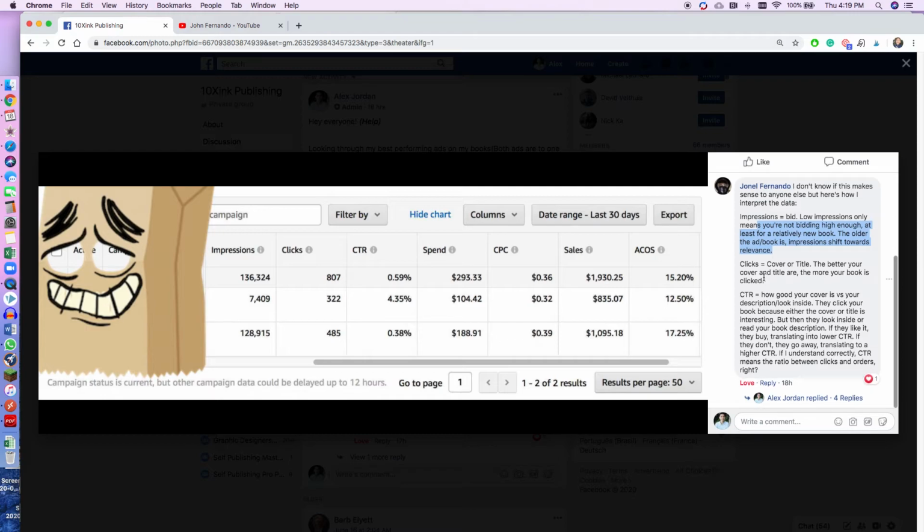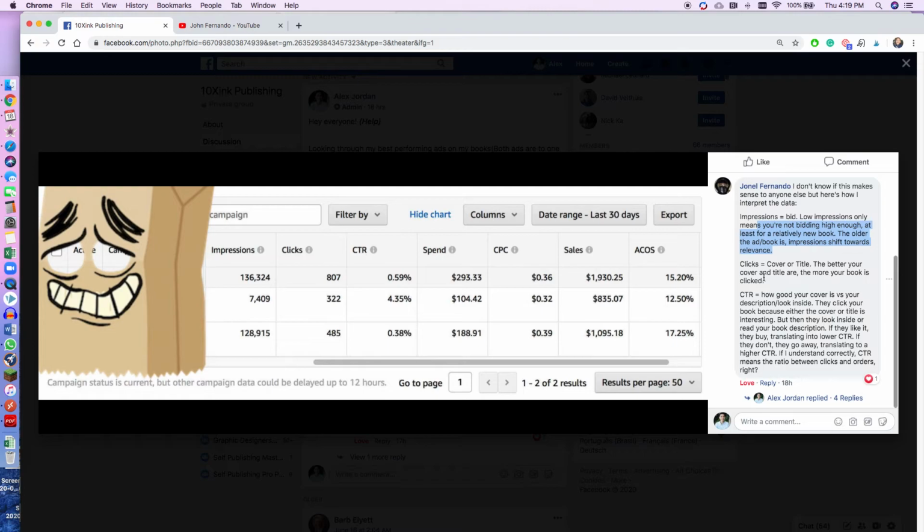So click-through rate is how good your cover is versus your description inside. If they click on your book, they click because either the cover or title is interesting, but then they look inside or read your book description. If they like it, they buy it, translating into lower click-through rates. If they don't, they go away, translating into higher click-through rate. If I understand correctly, click-through rate means the ratio between clicks and orders. I think that is the case.